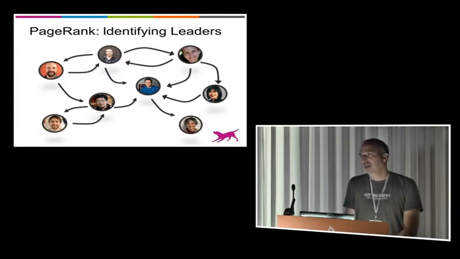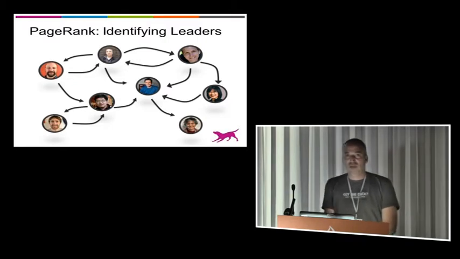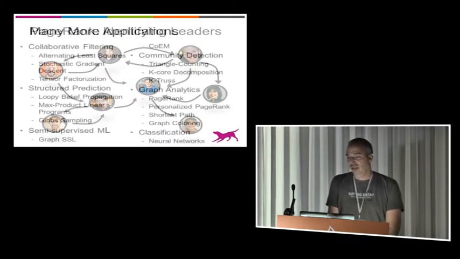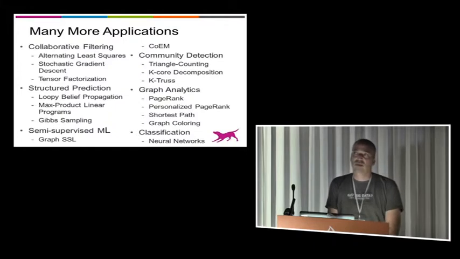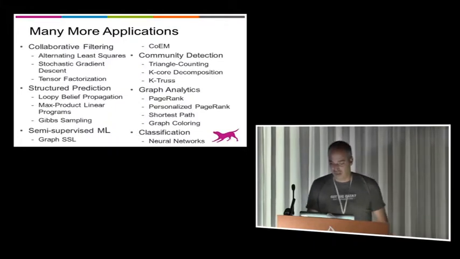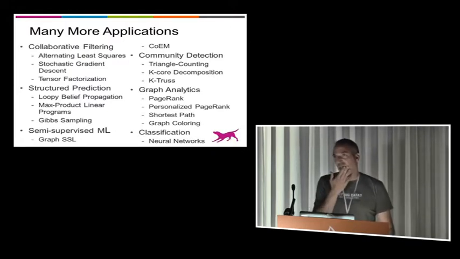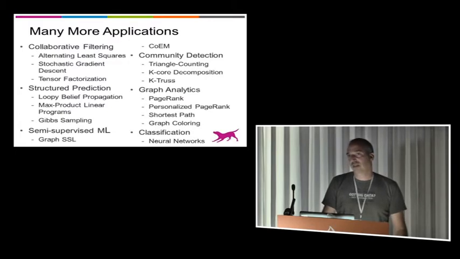So basically, I showed a very small set of examples. There are many more, and this list actually is some of the algorithms that have been implemented in GraphLab so far, and there are many others. So it's a growing set of algorithms, but you can see that many algorithms can be represented as graphs, basically. It's not a limitation of the system.